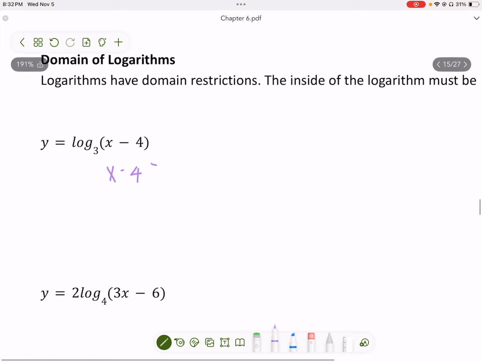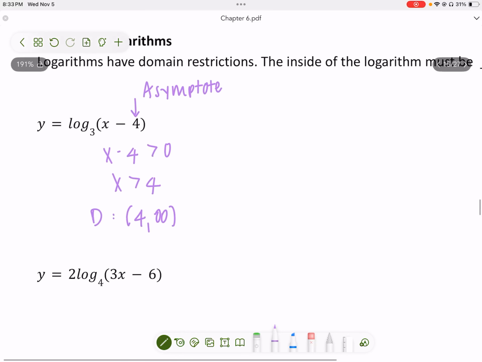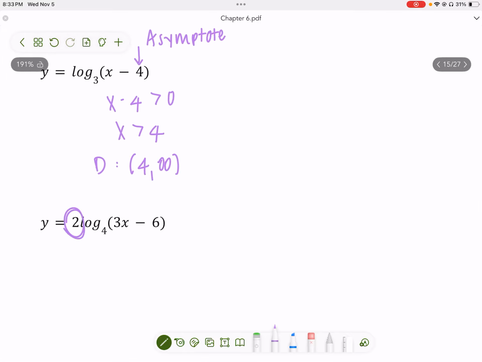X minus 4 greater than 0, so x has to be greater than 4, which means your domain is 4 to infinity. This is essentially telling you what the asymptote is. Right? So the asymptote is at 4, which means you're starting at 4 and not including 4 and moving forward. It also means that anything outside of those parentheses is irrelevant.